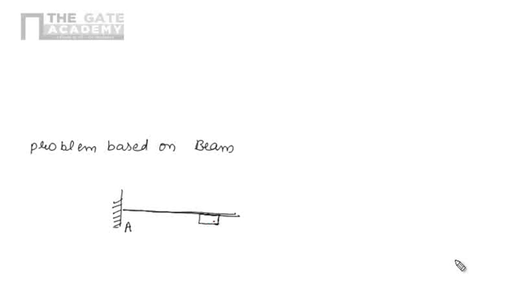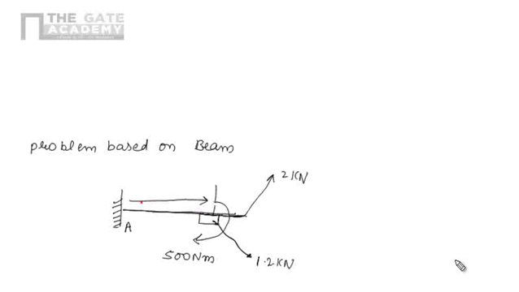On this bracket we are applying a force of 1.2 kilonewton, and on the free end we are applying a load of 2 kilonewton, and we are also applying a moment of 500 Newton meter. The distance is 1.5 meter here, and from this point to this point it is around 0.5 meter. And this angle is 70 degrees.